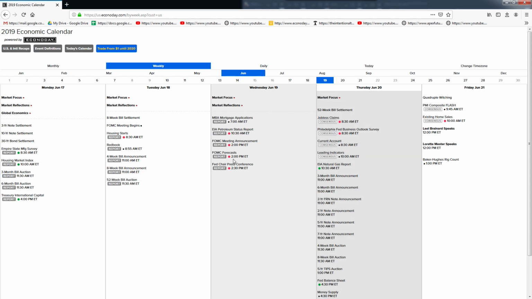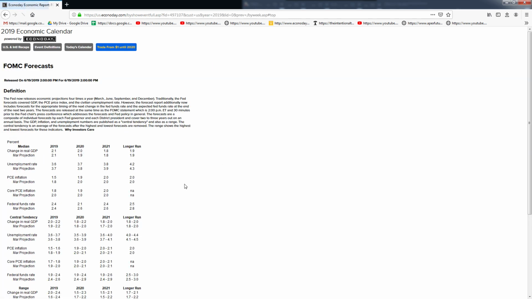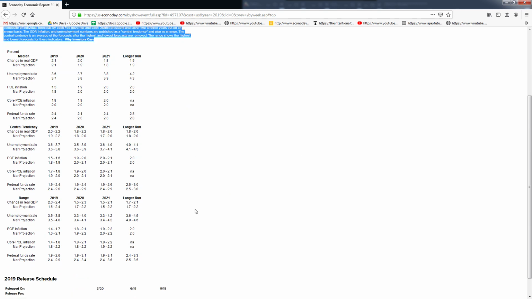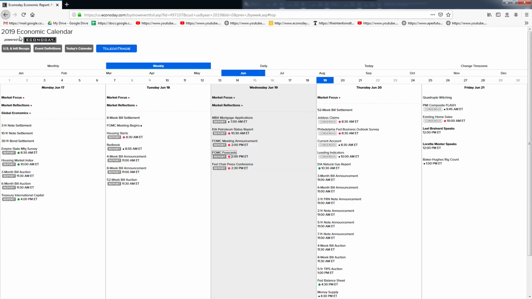Now, again, we only care about the red dots. And when you go to this calendar, you can click on the report. It says why investors care, and it gives you a definition. I don't care. I'm not an investor. I don't care about any of these numbers. None of these numbers matter. All that matters is come 2 p.m., the market's going to get very volatile, okay? And there's going to be scalping opportunities around it.